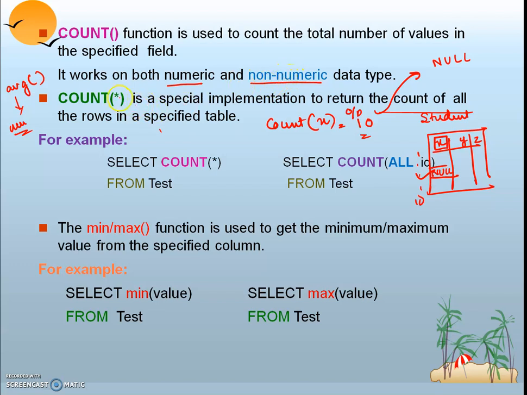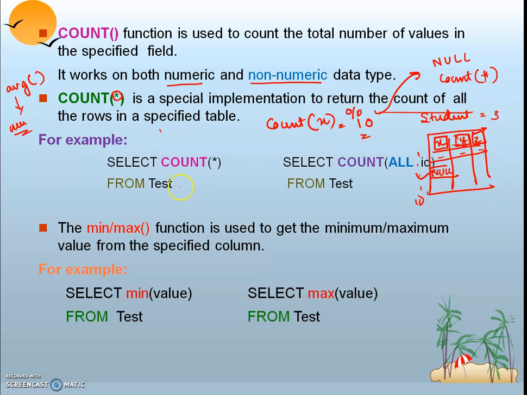Then what is this count star that is seen on the screen? This star represents applying the count function over all the attributes. So here I am not going to mention a specific attribute name in the brackets. Instead of that, I am just specifying a star. Then it is going to count the records of all the attributes.